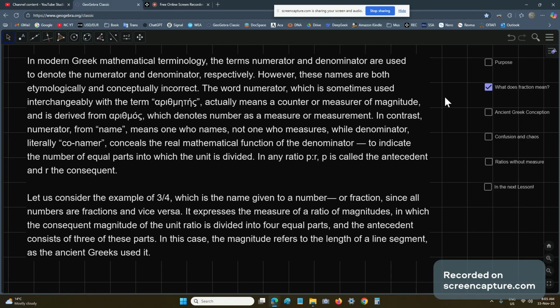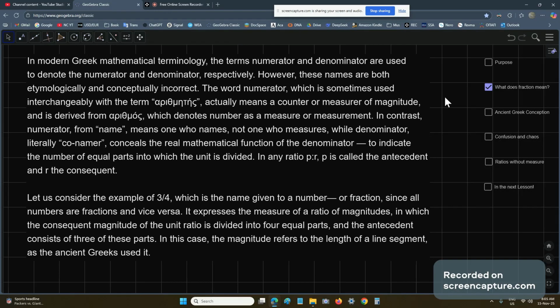Okay, the word numerator, which is sometimes used interchangeably with the term arithmetis, actually means a counter or measure of magnitude, and is derived from arithmos, which means number, okay, or a measure or a measurement. In contrast, the numerator from name means one who names, not one who measures, while denominator literally means co-namer, and these conceal the real mathematical function of the denominator to indicate the number of equal parts into which the unit is divided. So for example, in any ratio PR, P is called the antecedent and R the consequent.